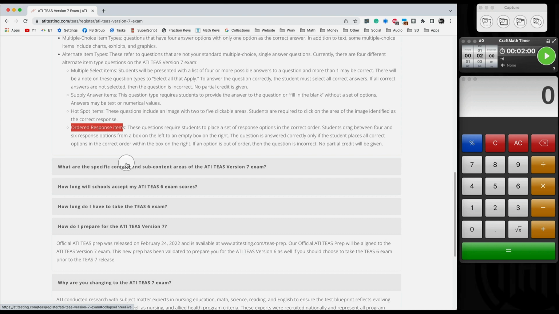The college I work at, there's people taking the TEAS test there as well. So I'm very much in the know of what's going on in regards to the TEAS test. Other things that I want to show you all.